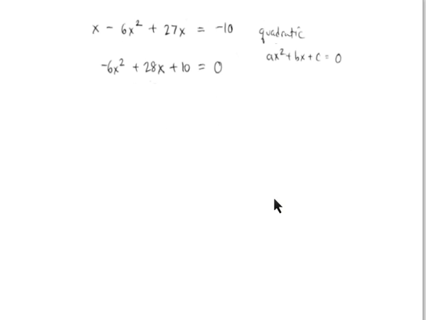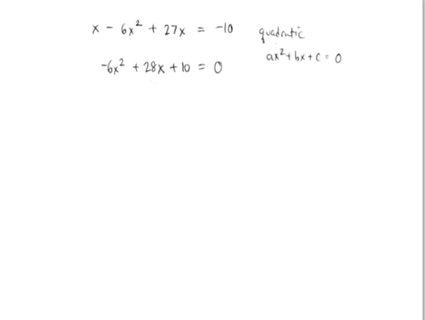In this particular case, the easiest and best approach is to try to move everything to one side of the equal sign, and so we do this here and combine terms along the way. x plus 27x is 28x, negative 6x squared. Add 10 to both sides to give us a plus 10 on the left, and that's equal to 0.